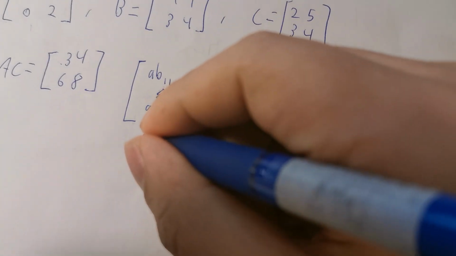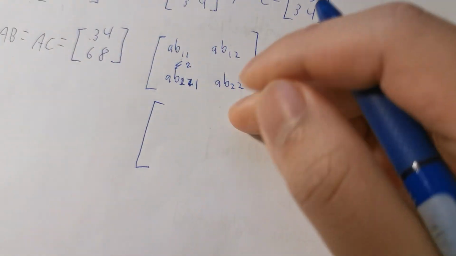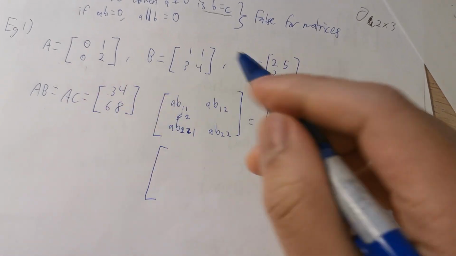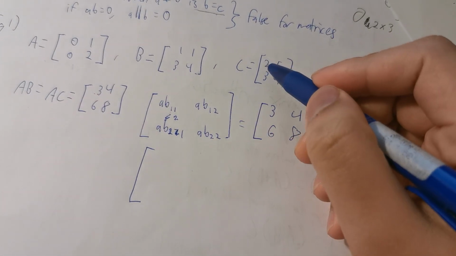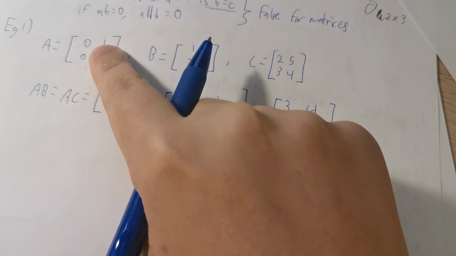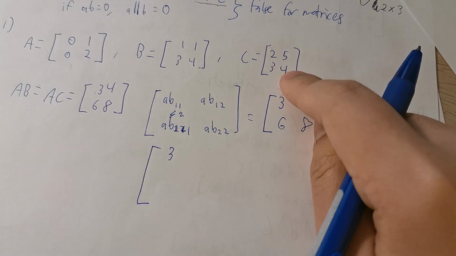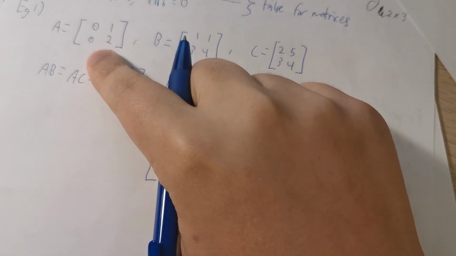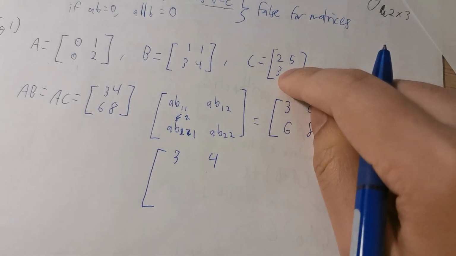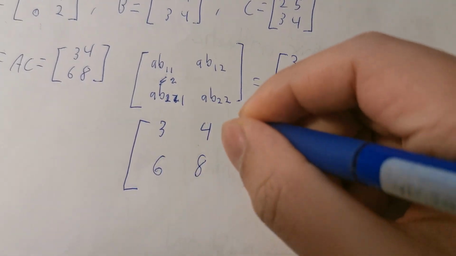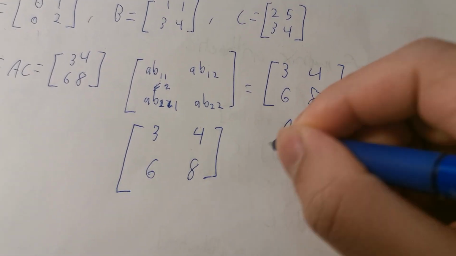Let's do AC. I'm not gonna write the whole thing again. Let's just pretend all the BC are C's. It's the same thing. And then this, that would start with a 3. And then you would have this, that would be a 4. And then you have this, that would be a 6. Then you have this, that'll be an 8. And see, these two are the same.